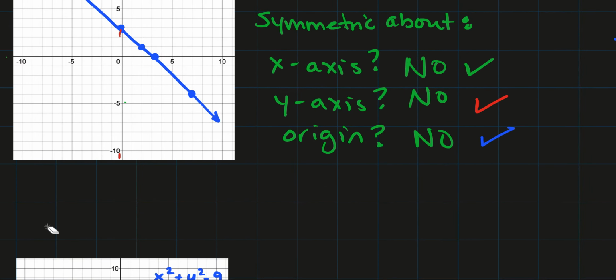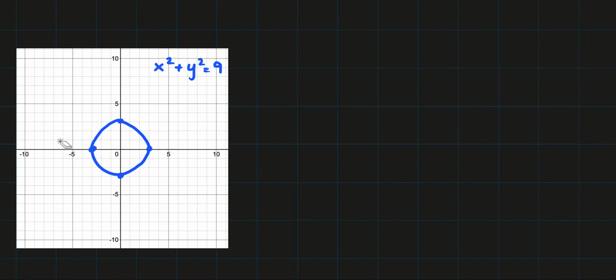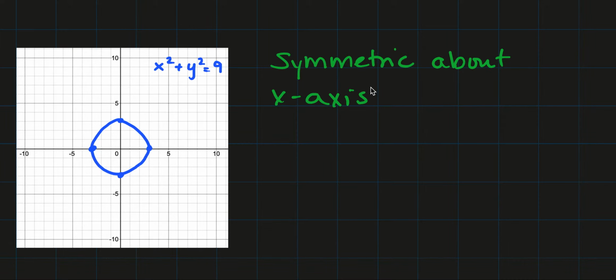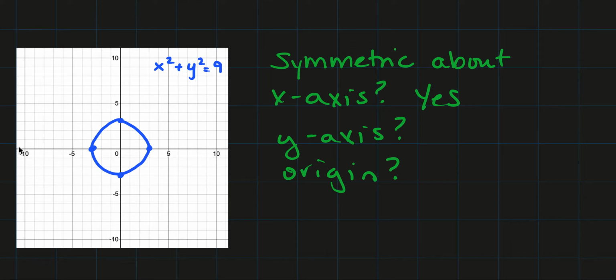Let's look at our next example. Here we have a circle. The equation of a circle looks like this. Is this symmetric about the x-axis, the y-axis, or the origin? Visually, what do you think? Well, the answer is yes, it's symmetric about the x-axis. Again, draw a line here. You can see that whatever's here will be here as well.